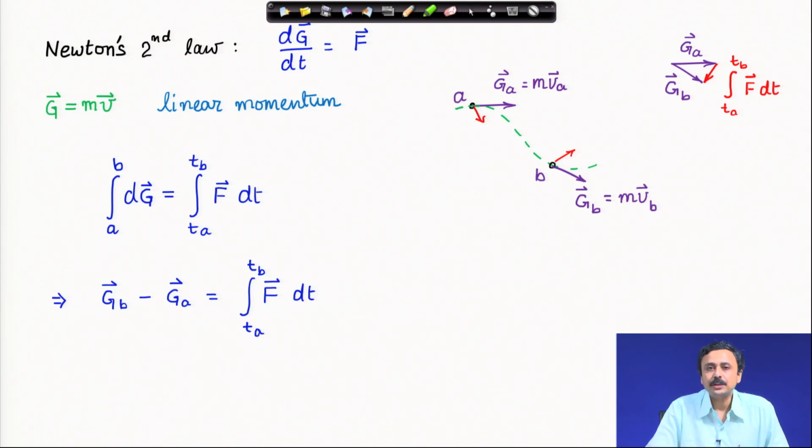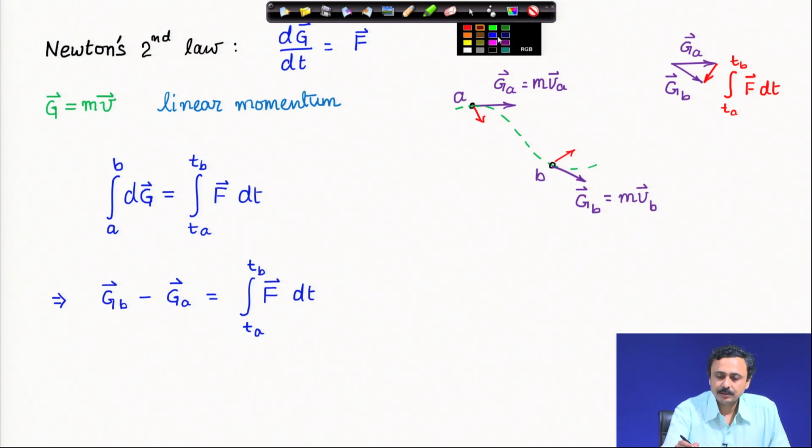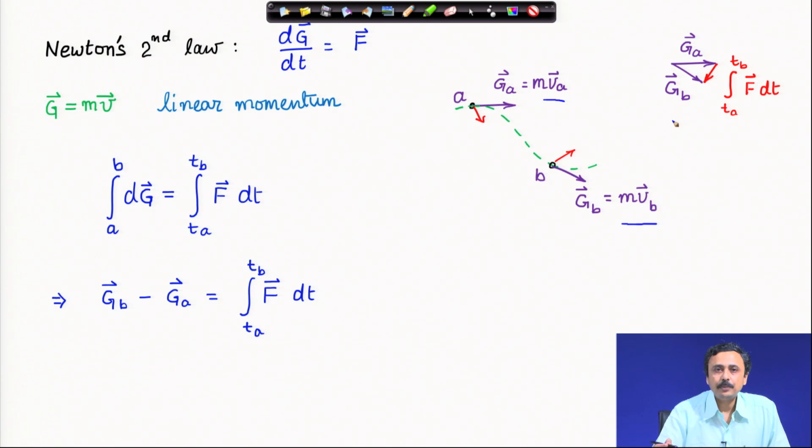Let us look at this figure. As I mentioned, this is the linear momentum at A, this is the linear momentum at B. When I compare these two vectors G_A and G_B, I take the difference G_B minus G_A. That red vector is the difference vector, and what is the difference vector? From our relation, it is the integral over time from T_A to T_B of the force vector, and that is what I have indicated there in the figure.